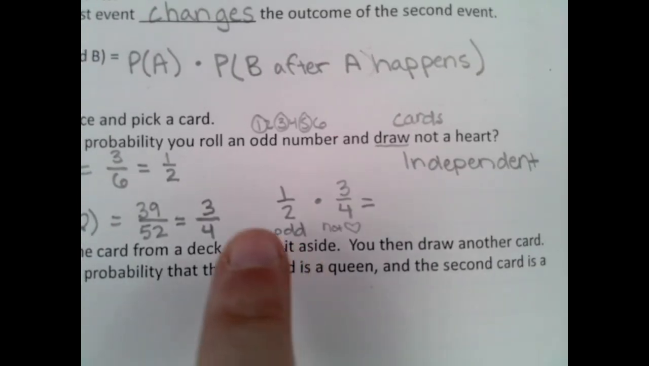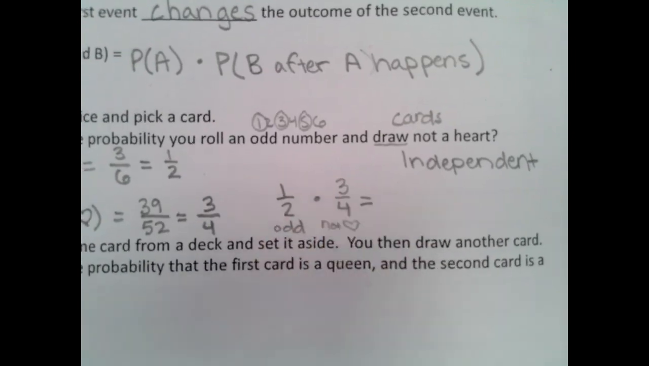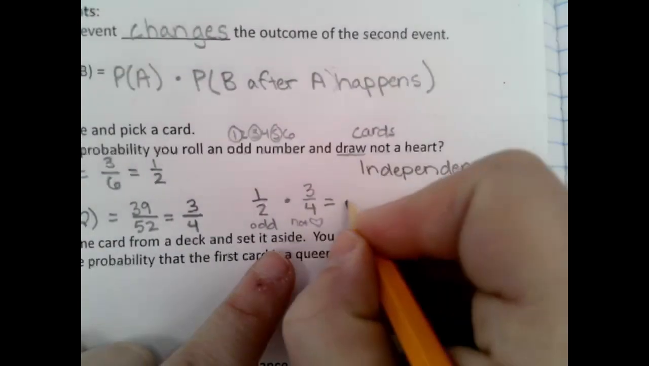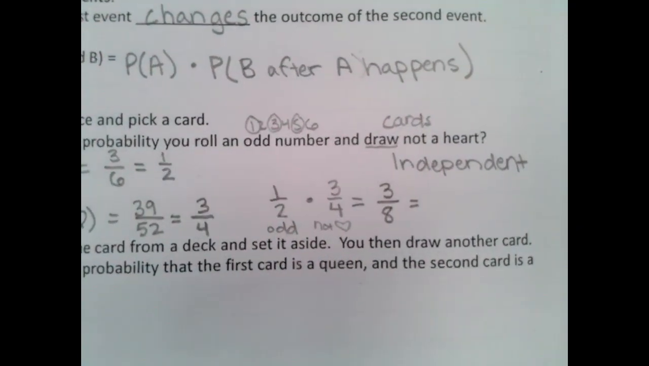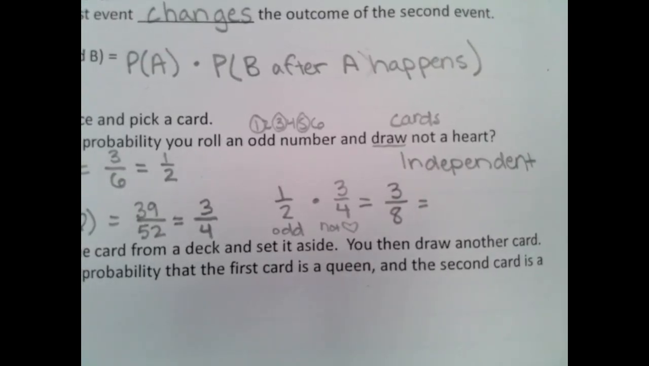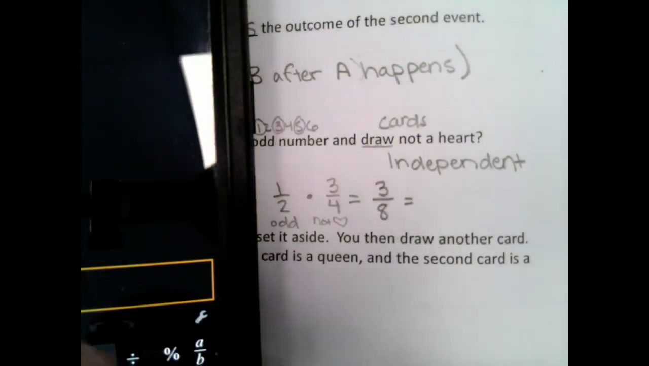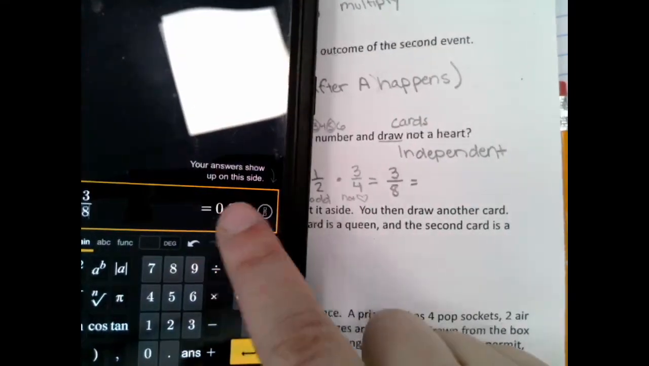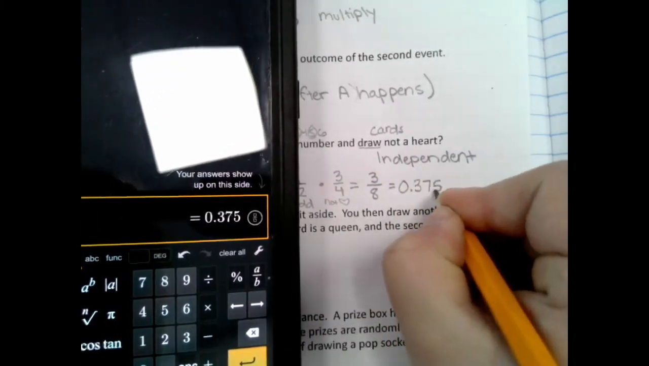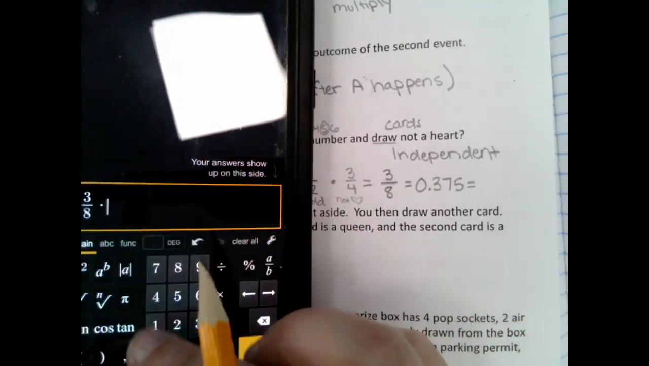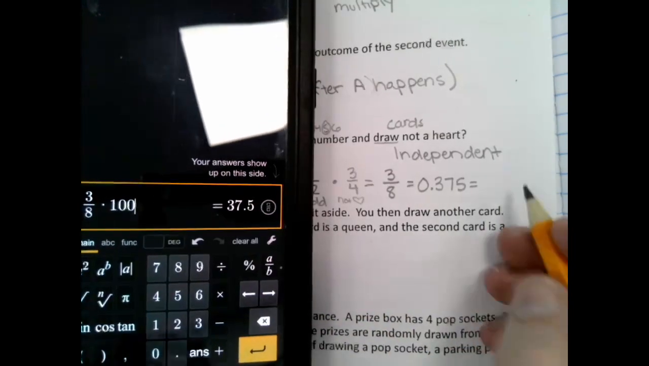Now when we multiply fractions, we can just multiply straight across. So 1 times 3 is 3. 2 times 4, 8. Doesn't work that way when we add and subtract, but when we multiply, we can. Okay, throw that into Desmos. 3 divided by 8. We get 0.375. Which then as a percent would be, good, 37.5%.